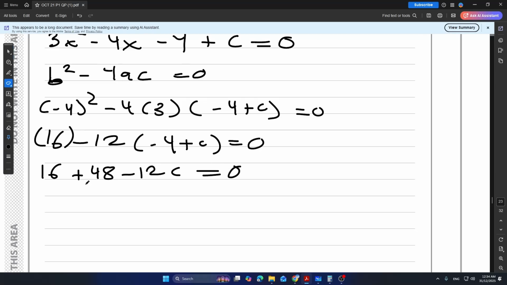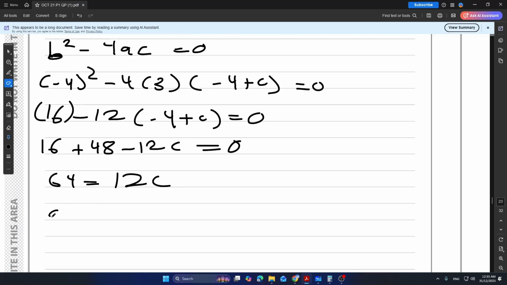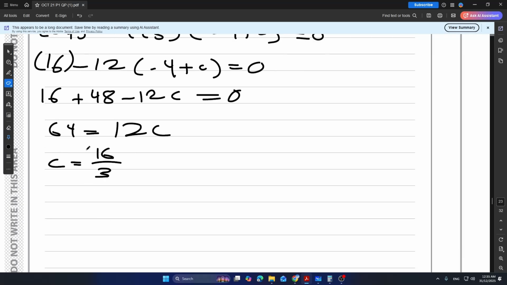Minus 12c I can take to the other side, so 16 plus 48, let's do that first. 16 plus 48 is going to give 64 equal to 12c, because negative 12c becomes positive if I take it to the other side. So c equals 64 divided by 12, and that is 16 over 3. 64 over 12 is 16 over 3. And the answer is 16 over 3.